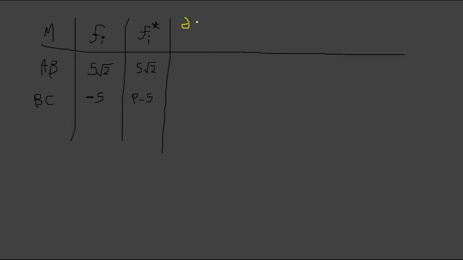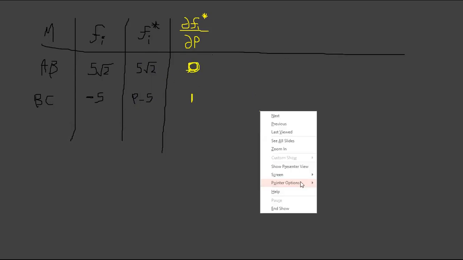This is dF star by dP, okay? If you differentiate it with respect to P, there's no P term, so this is 0. There's only one P term, that's going to be 1 minus 0, so that's going to be 1, okay?